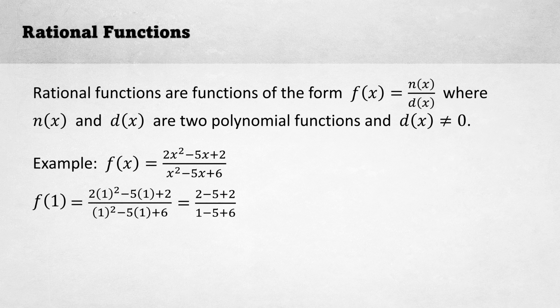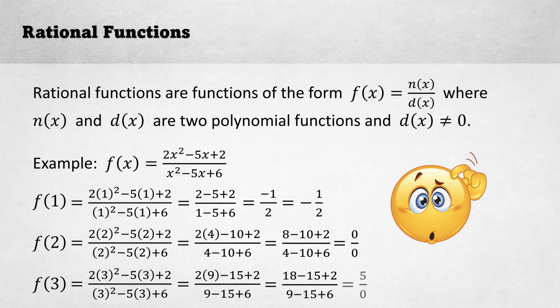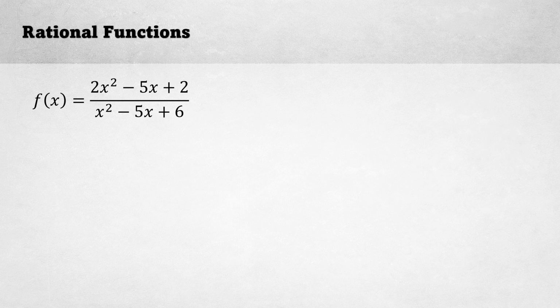Recall the order of operations as parentheses, exponents, multiplication, division, addition, and subtraction. And f of 1 simplifies to negative 1/2. We follow the same process to evaluate f of 2. Wait a second. What? I thought we cannot divide by 0. Let's try evaluating f of 3 using the same process. Dividing by 0 again.